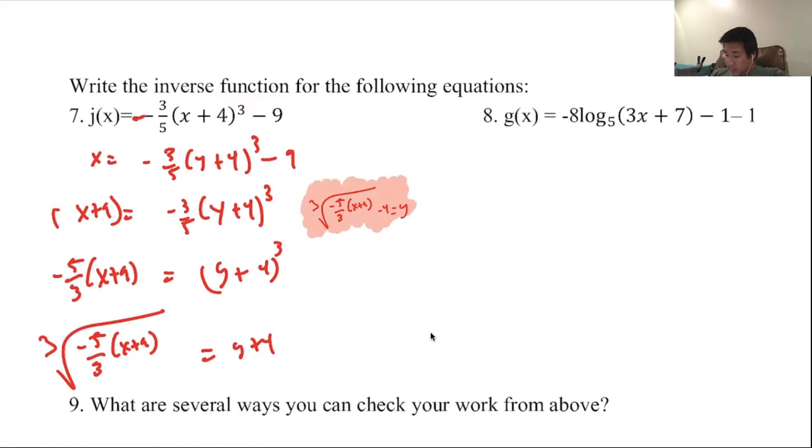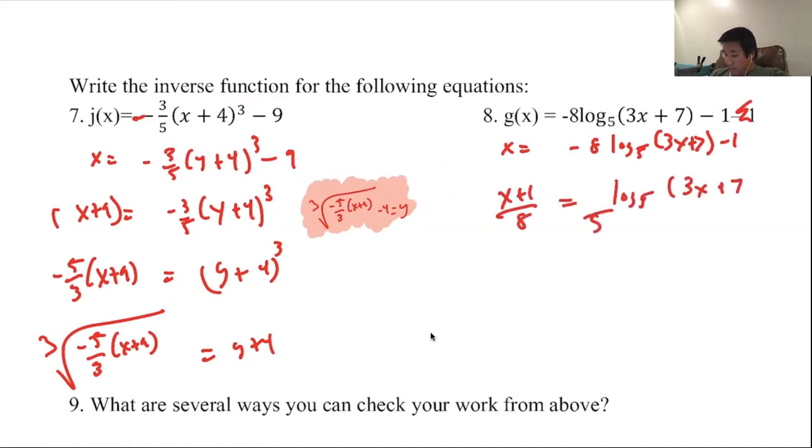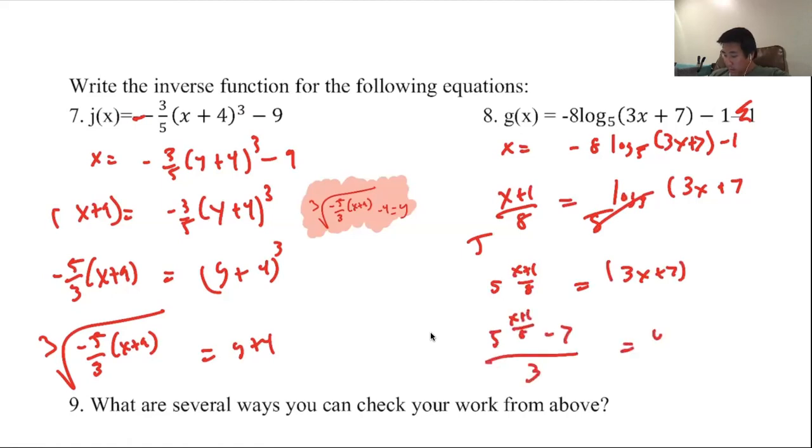This one is x equals -8 log base 5 of (3y plus 7) minus 1. Add 1 and then divide by -8. (x plus 1) over -8 equals log base 5 of (3y plus 7). The log base 5 cancels. 5 to the (x plus 1) over -8 equals 3y plus 7. Subtract 7 and divide by 3. (5 to the (x plus 1) over -8 minus 7) over 3 equals y.